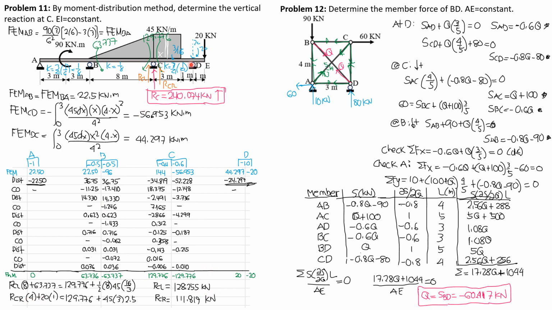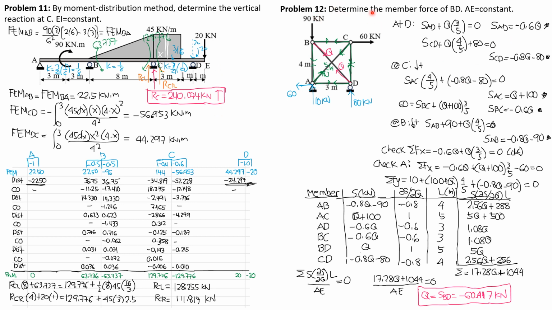Then considering CDE, summation of moment at D equals 0. So RC right times 4 plus 20 times 1 equals 129.776 plus the moment of this uniform load, 45 times 3, at 1.5 plus 1 is 2.5. So RC right is 111.819 kilonewtons. Then adding, RC is 128.255 plus 111.819, we obtain 240.074 kilonewtons upward.